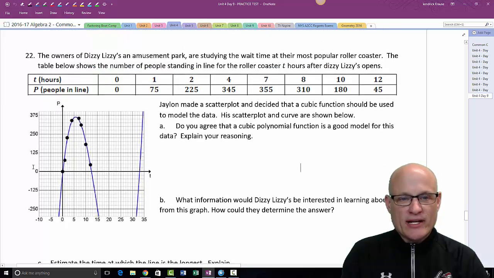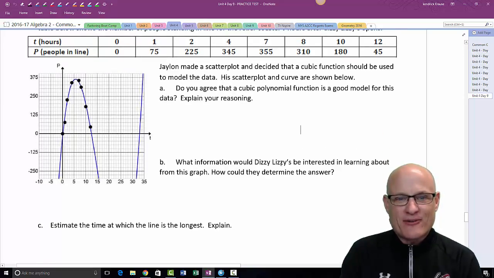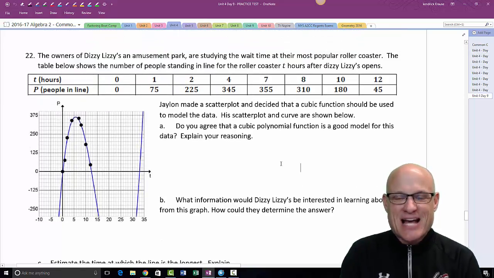What would I be interested in knowing? Well, check this out. These are the wait times after the roller coaster was open. So what do I want to find out? I want to find out when is the best time to go to the roller coaster. And it looks like maybe at the beginning or at the end of the day. But during the middle of the day, over in this area, it looks like there's lots of people in there.